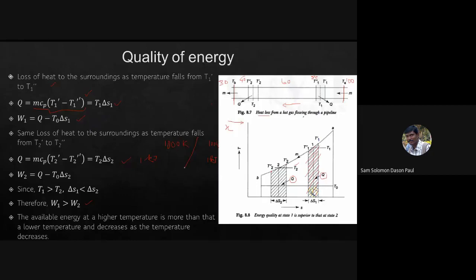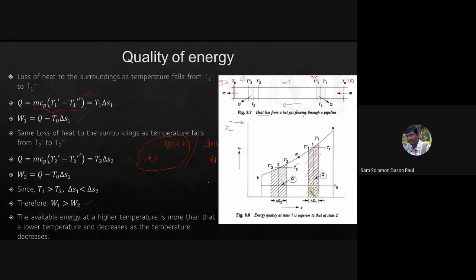Now, which do you think, where do we have more unavailable energy? We may think that this fellow is better, but in a real scenario, this fellow could have been utilized much more because at 1000 Kelvin, the temperature is huge, and the temperature difference with respect to the surroundings is also huge. So this kilojoule could have been converted into work, whereas at 100 Kelvin or maybe 300 Kelvin, the temperature difference with respect to the surroundings is very less.